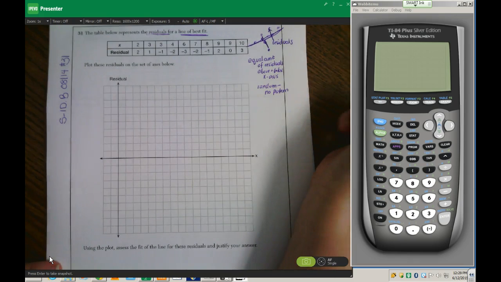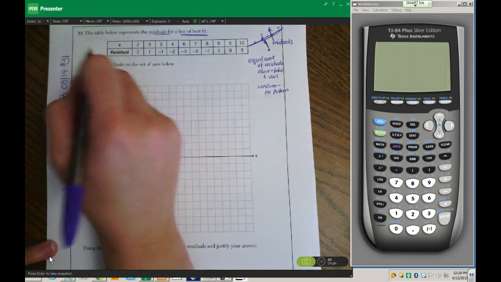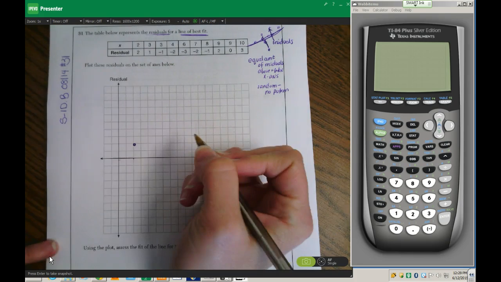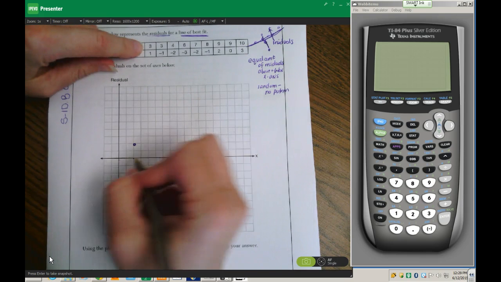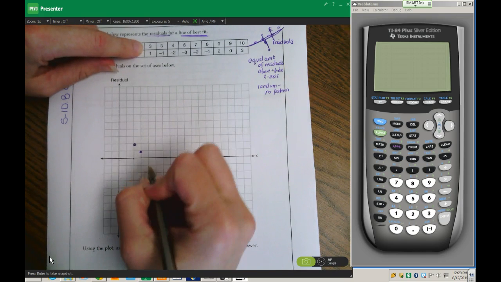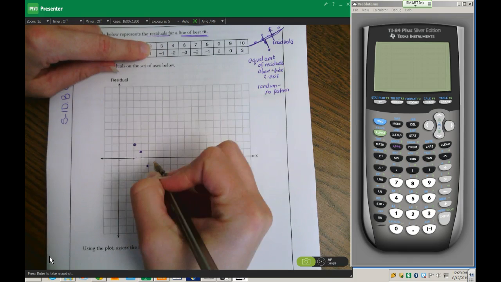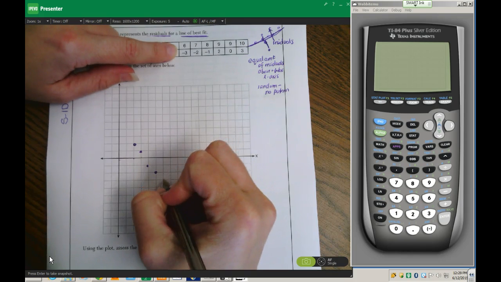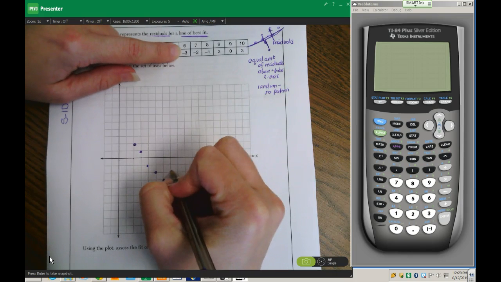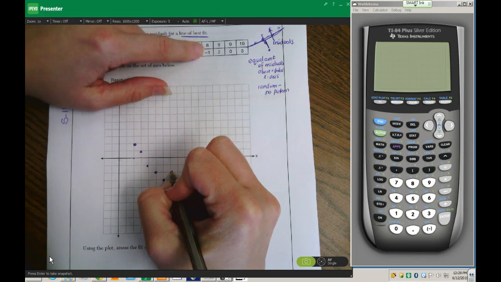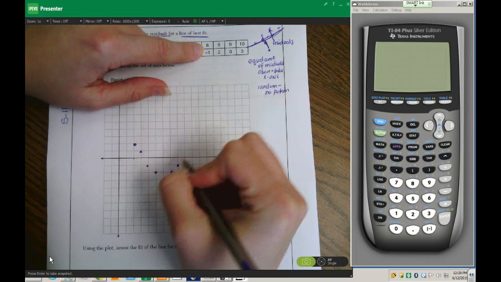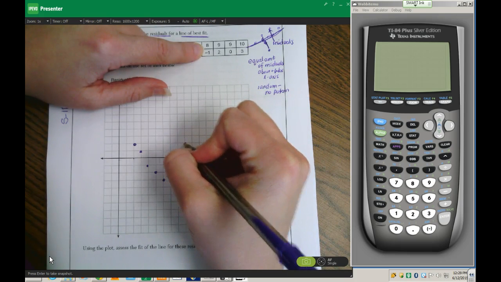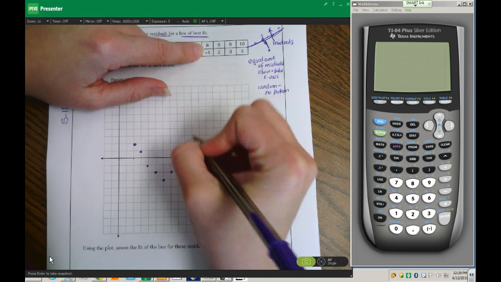Okay, so let's look at number 31. It says 2 and 2, I'm going to go over 2, up 2, and all I'm doing is plotting the points for 31. 3, 1, 3, negative 1, 4, negative 2, 6, negative 3, 7, negative 2, 8, negative 1, 9, positive 2, 9, 0, and 10, 3.